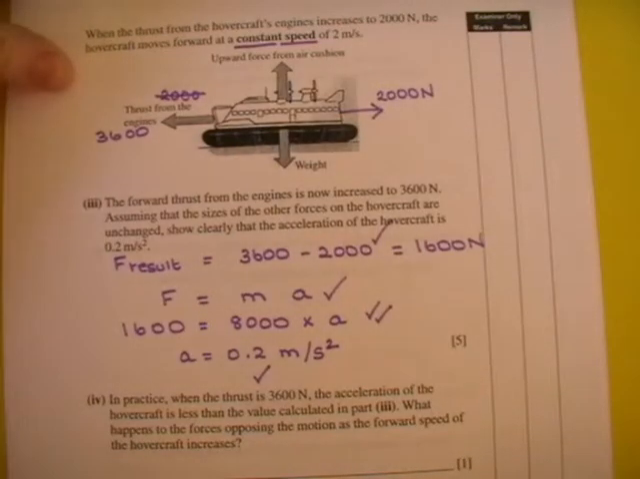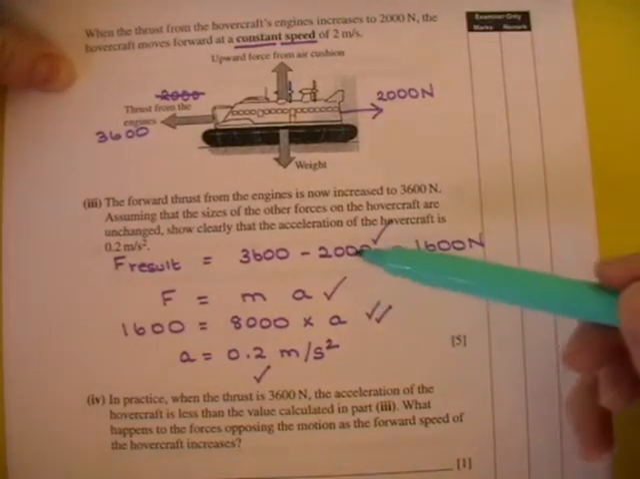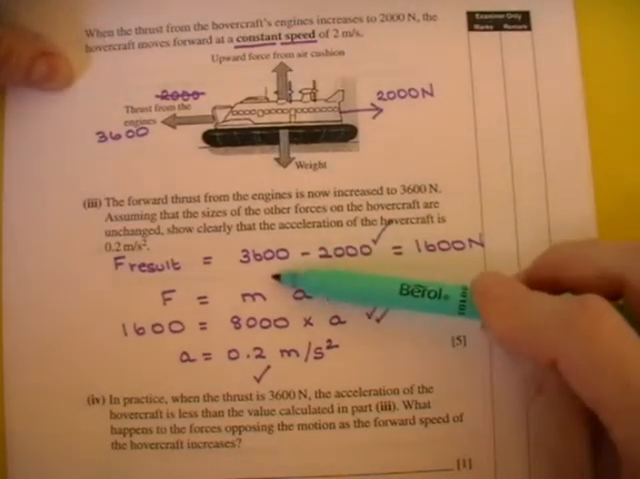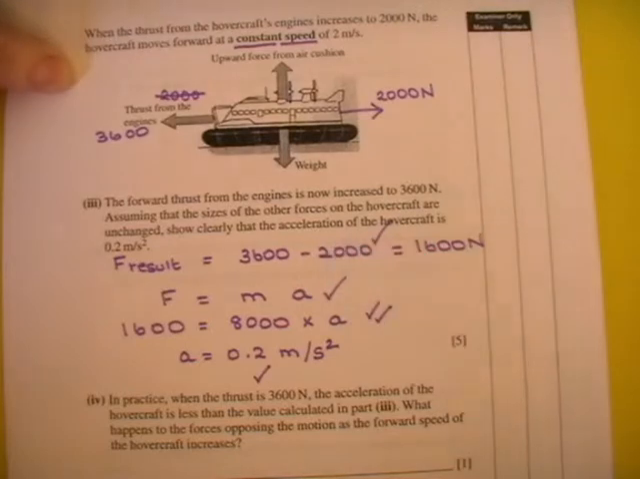The next part of the question: in practice when the thrust is 3,600, the acceleration is actually less than this value calculated here. What happens to the forces opposing the motion as the forward speed of the hovercraft increases? So that means that in this calculation, this 2,000 must be bigger. Even though it's the thrust of 3,600, this must be bigger. So that means that the forces opposing the motion must increase.